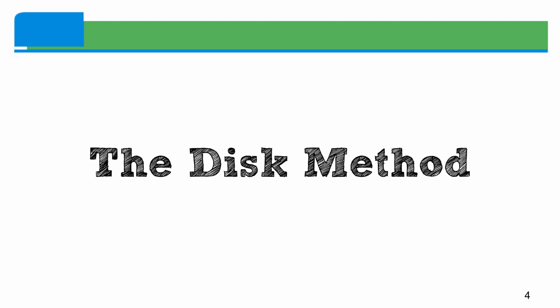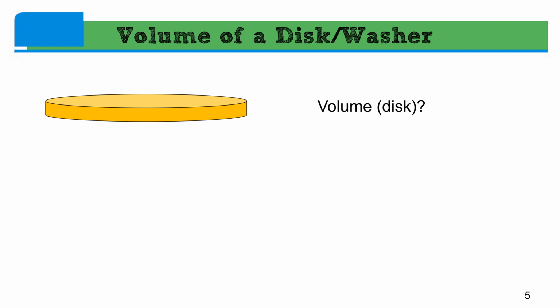Okay, so we'll start with the disk method. That is a disk. If you had a good geometry teacher, you would also know that as what other shape? A cylinder, correct. How do you find the volume of that cylinder?